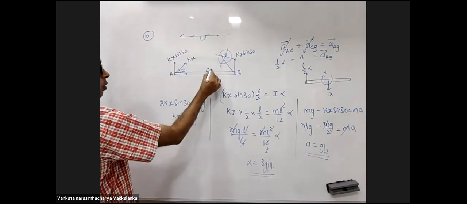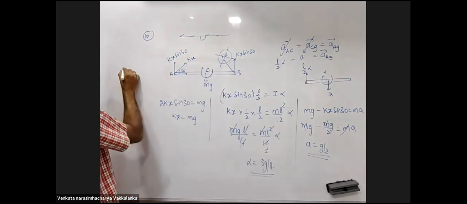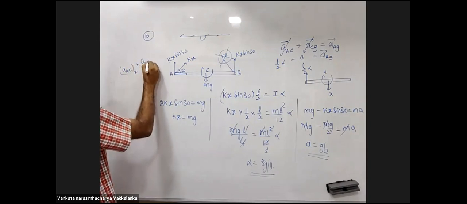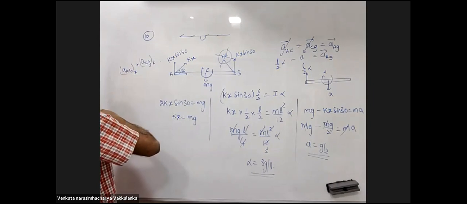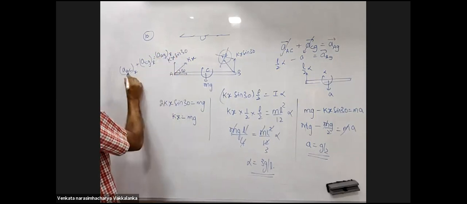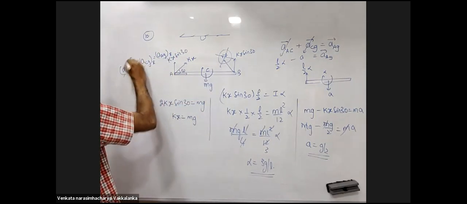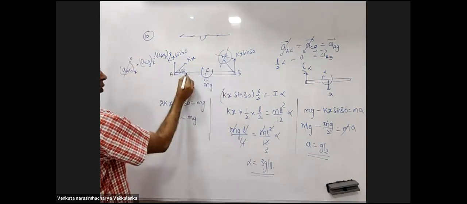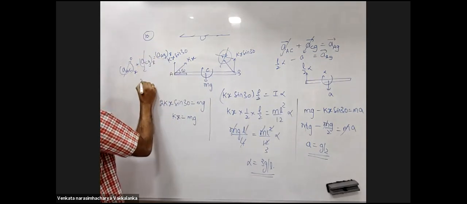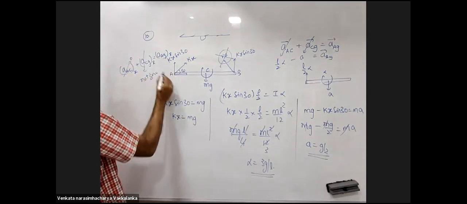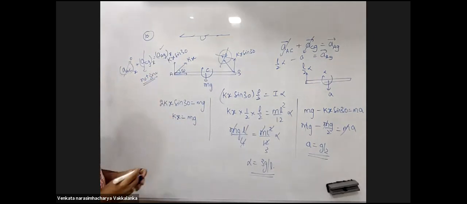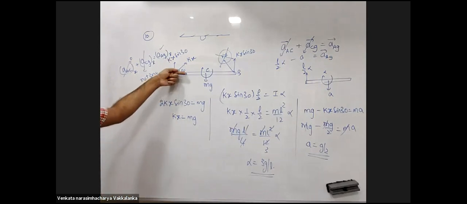Have a look at this. Acceleration of A with respect to center of mass along x-axis, plus acceleration of center of mass with respect to the ground along x-axis, is equal to acceleration of A with respect to ground along x-axis. A with respect to C along x-axis is 0. There is no acceleration of C. Yes, not 0. So acceleration of A with respect to ground along x-axis is non-zero because of kx cos 30.